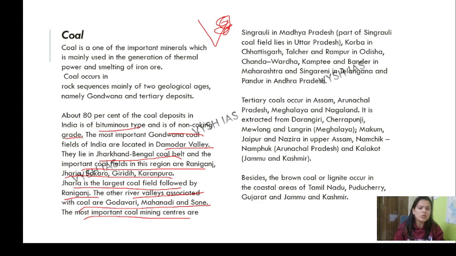The most important coal mining centers are Singrauli in MP, part of Singrauli coal in UP, Korba in Chhattisgarh, Talcher and Rampur in Odisha, Chandrapur, Kamptee, Ballarpur in Maharashtra, Singareni in Telangana and Andhra Pradesh.